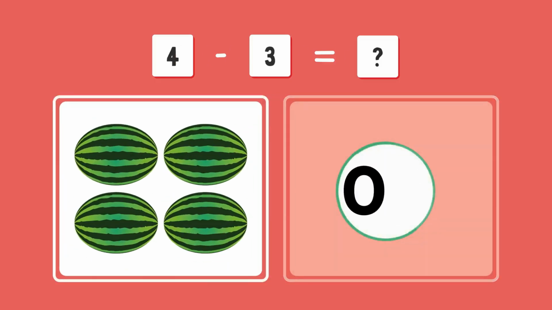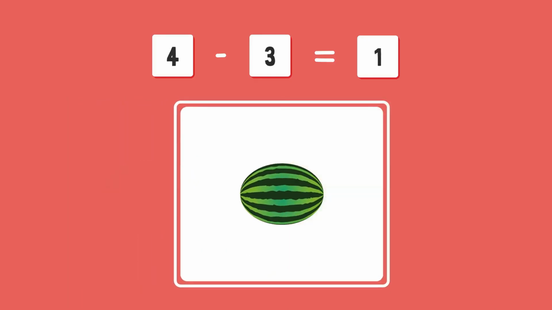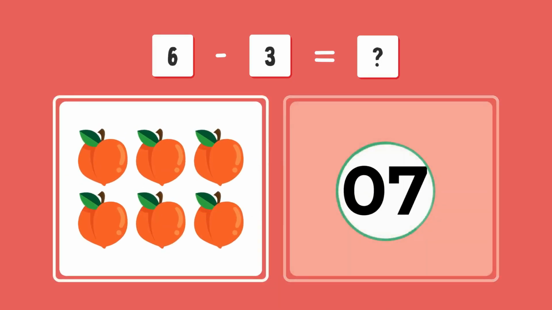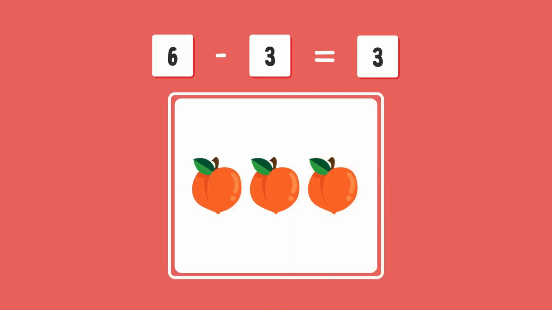What is 4 minus 3 big watermelons? 6, 5, 4, 3, 2, 1. 1 watermelon is left. What is 6 peaches minus 3 peaches? 4, 3, 2, 1. 6 minus 3 is 3.